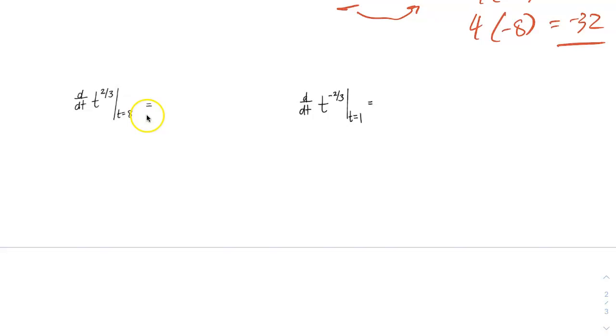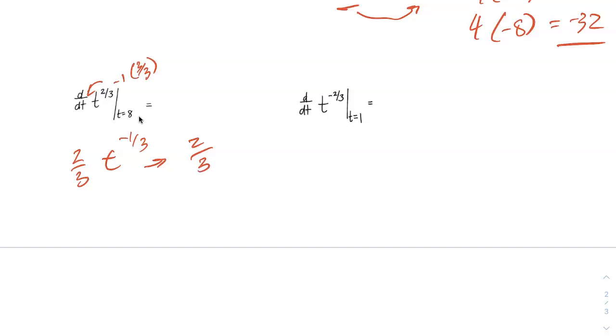Last couple. T to the 2/3. When we take a derivative, then we're going to sub in 8. This will be a little uglier. So bring it down, subtract 1 off. 2/3 t. Now subtract 1 off, so 3/3, common denominator. I get negative 1/3. Now, since I'm actually going to sub in 8, I'm going to make it a little prettier. I'm going to do this.